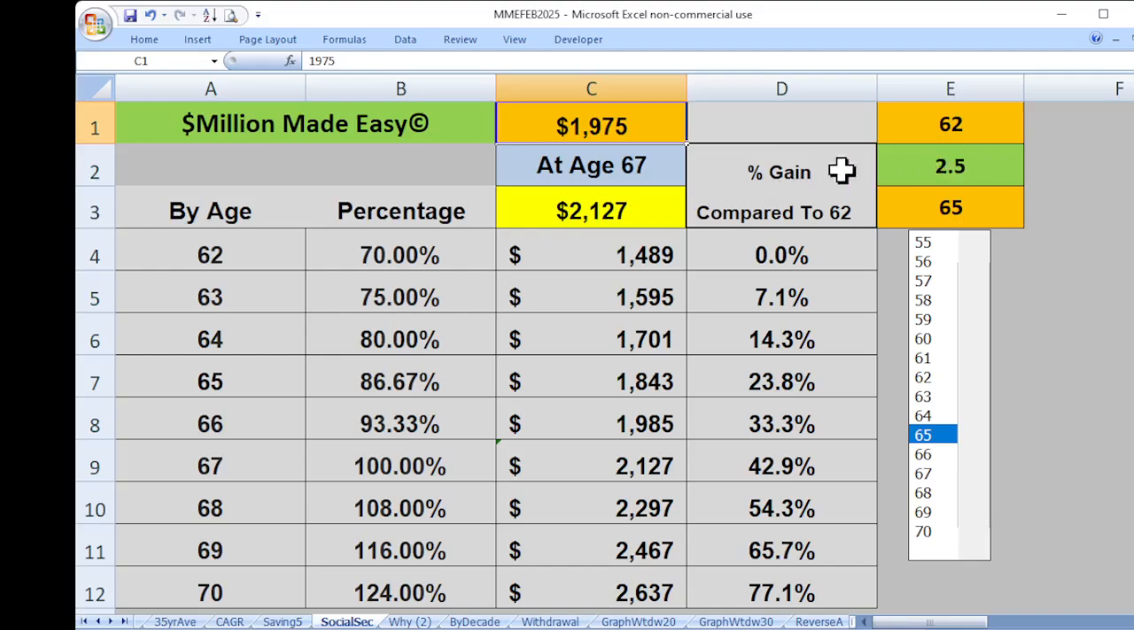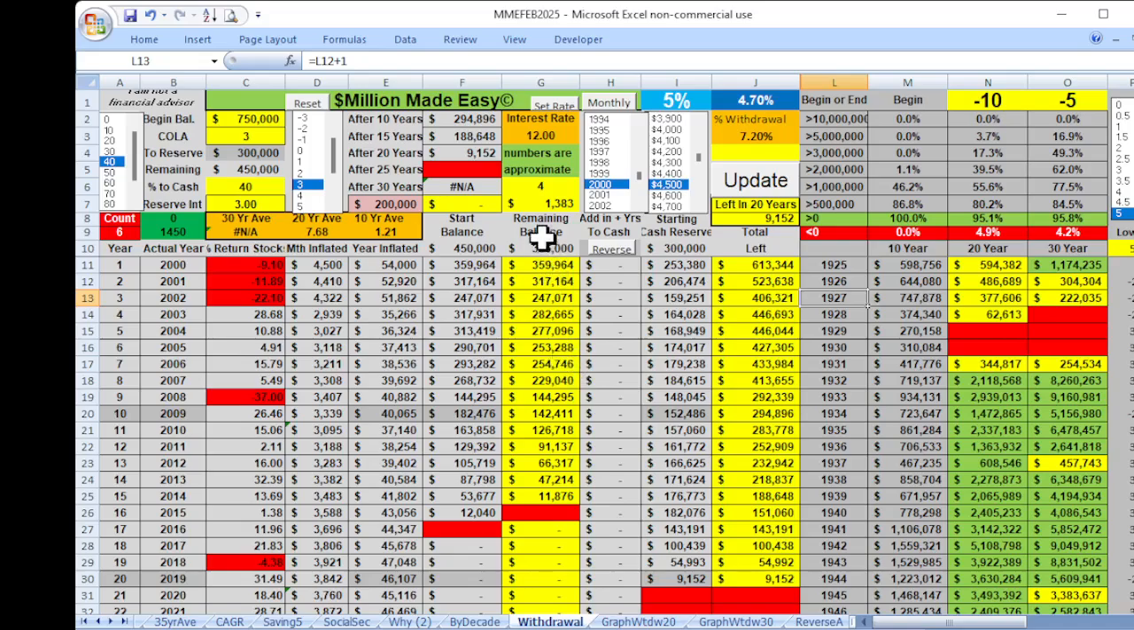Okay, so that's going to grow from age 62 to age 65, which is 3 years later. This 1975 will have grown to 2127. Also, since you're taking it at age 65, you're not going to get what you're getting at 62. You're waiting, so you're going to get 1843. Let's see how that might change this. 1843.